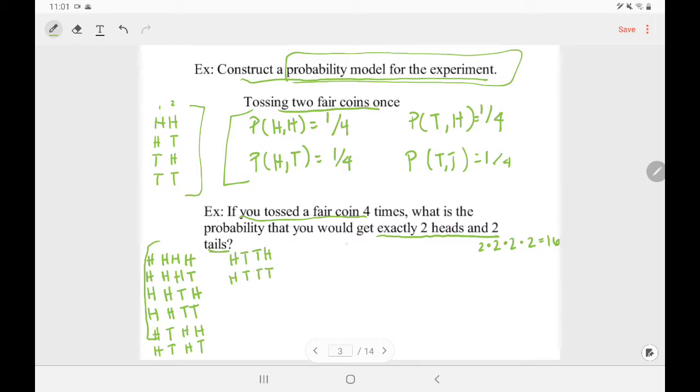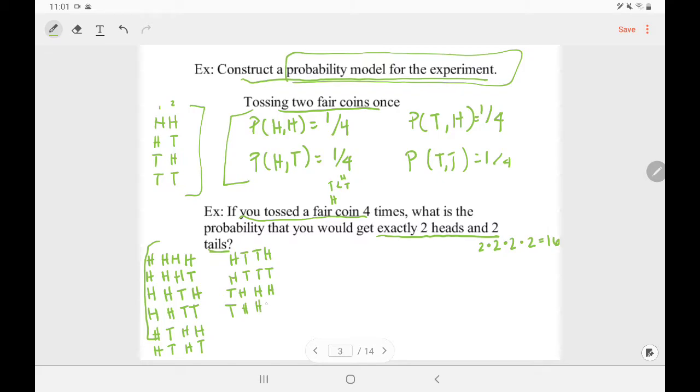Remember, you could also make a little T-chart and break it off like this. That's an option to make sure you get all of them. My next option is to say, hey, instead of having heads in that first spot, I could have a tails. So tails, heads, heads, heads, and I'm going to run through all of my options.